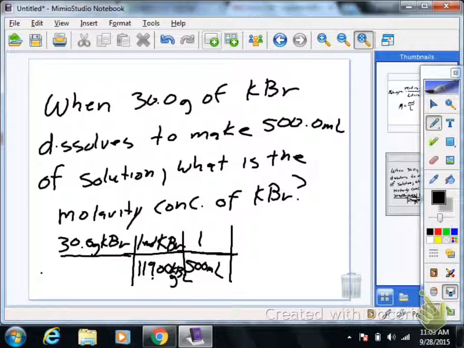Now, most of you are going to put what down here and be done with it? 0.5 liters, right? And then you'd be done. And then you have moles over liters. And your answer would be completed.